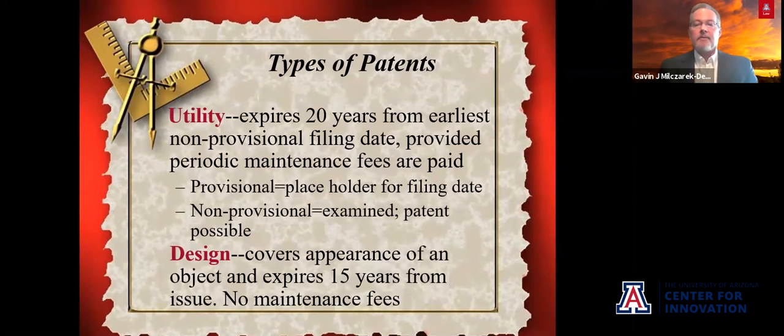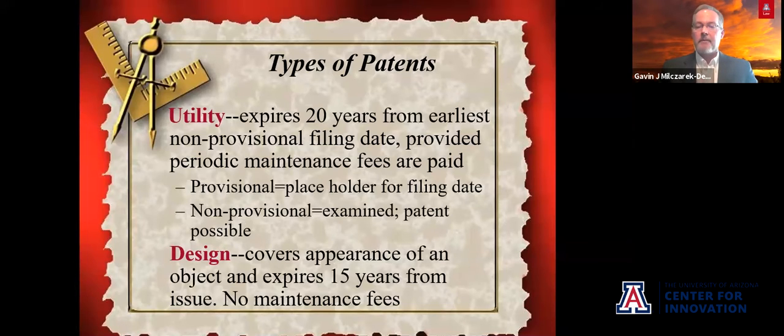Two types of patents, utility and design. Utility patents cover pretty much anything that relates to those categories we saw in the first slide. Design patents, on the other hand, cover the ornamental look of something. They have different terms: 20 years from the earliest filing date for your patent application, and design patents 15 years from the date of issuance. Utility patents have to be maintained over time. You pay maintenance fees. Design patents, you don't have to do that.